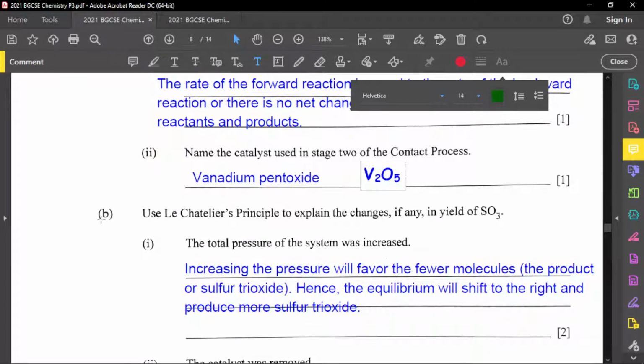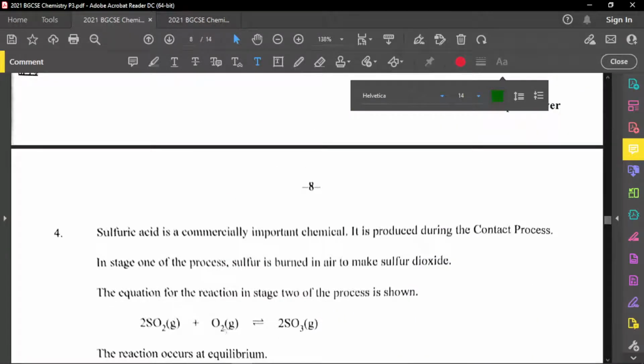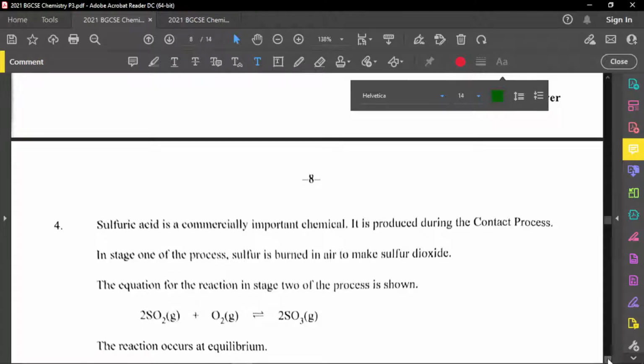All right, now for part B, it says use Le Chatelier's principle to explain the changes, if any, in yield of sulfur trioxide. And just to make a note here, the first part is if the total pressure of the system was increased. If you think about the reaction again, let me go back to the reaction and show you what exactly is happening. See the reaction here, as a total for the reactants, you have 3 molecules: 2 molecules of sulfur dioxide and 1 molecule of oxygen. So there's a total of 3 molecules on the reactant side. On the product side, you only have 2 molecules of sulfur trioxide, right? I'm going to use that to explain exactly what I'm going to say right here.